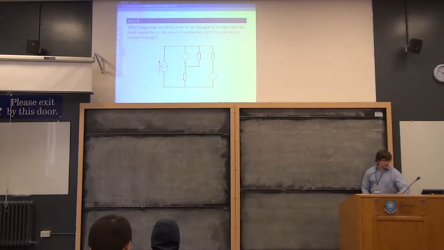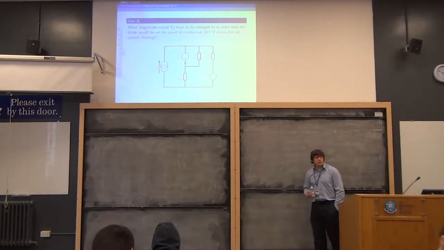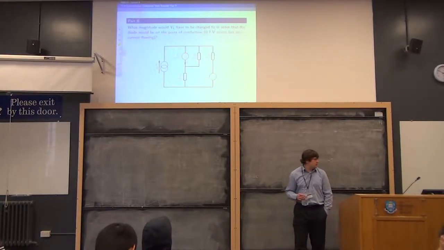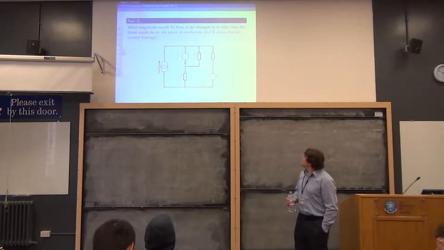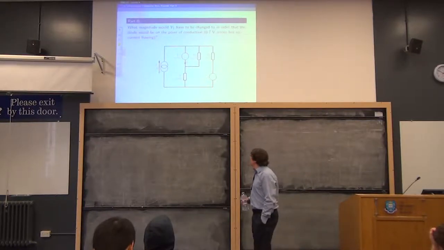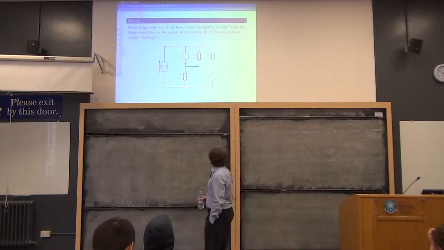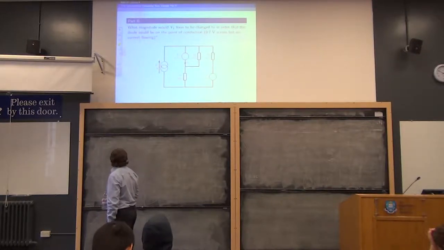So we were in the middle of this question about whether this diode is conducting. We'd replace the diode with the 0.7 volt source, which is VD. And part B, for a further 3 marks or so, is what magnitude would V1 have to be changed to in order that the diode would be on the point of conduction?